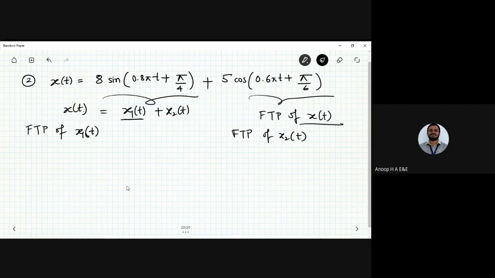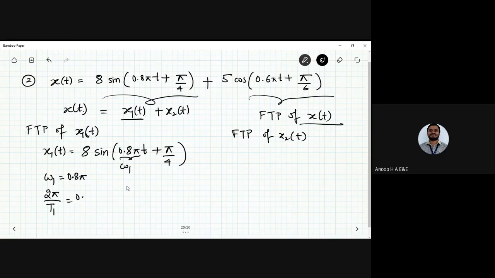Let me take x1 of t again: 8 times sine of 0.8 pi t plus pi by 4. Here I am going to calculate omega 1. Observe carefully, omega 1 is 0.8 pi. Now omega 1 can be written as 2 pi divided by t1, that is 0.8 pi.